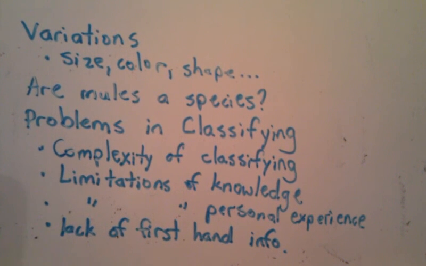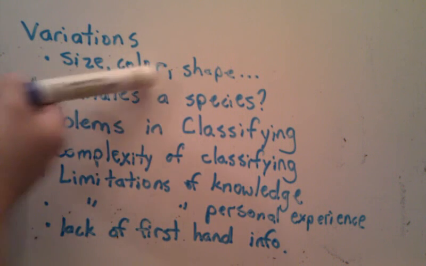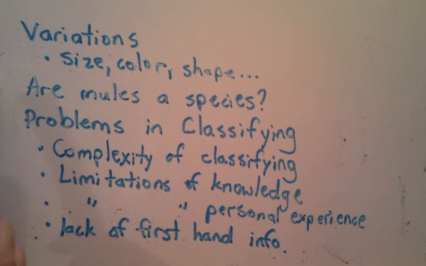Okay? So we said that species do have variations. They can vary in size, color, and shape. And we ask, are mules a species? Okay, and we talked about problems in classifying. The complexity of classifying creates a problem. Limitations of knowledge creates a problem. Limitations of personal experience and lack of first-hand info.